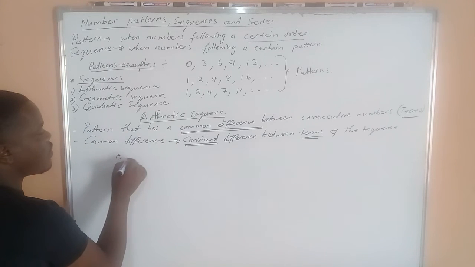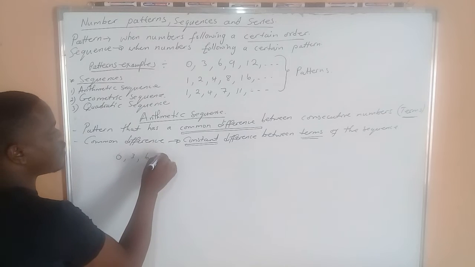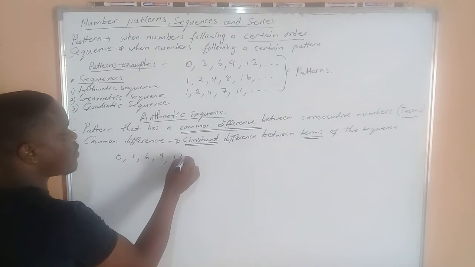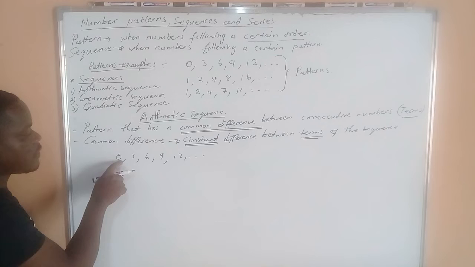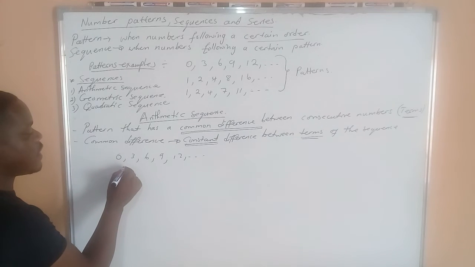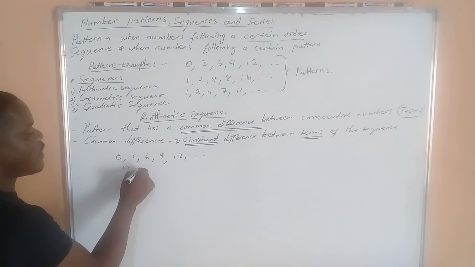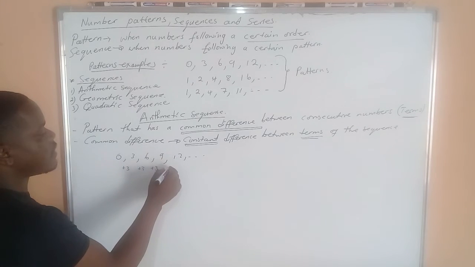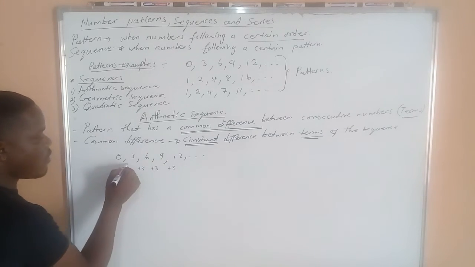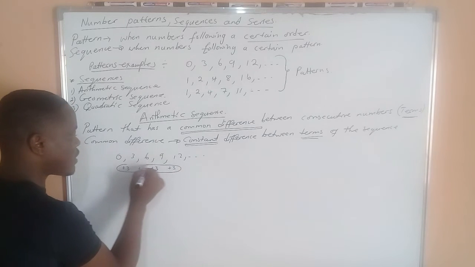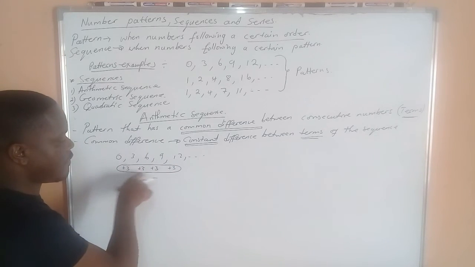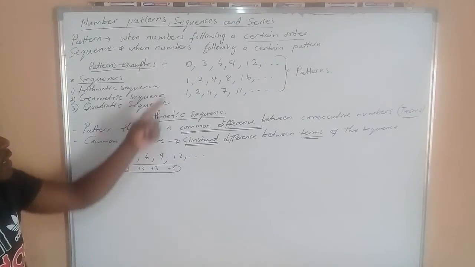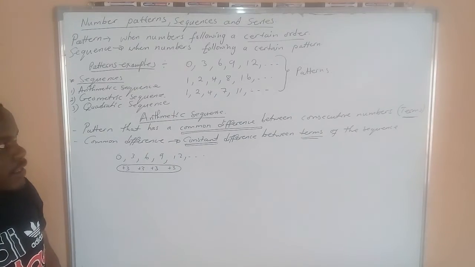I have 0, 3, 6, 9, 12, and so on. Let's find the difference here. It's plus 3. Here is plus 3. 9 minus 6 is plus 3. 12 minus 9 is plus 3. Now the difference is constant, it is not changing. Right? So this is an arithmetic sequence.